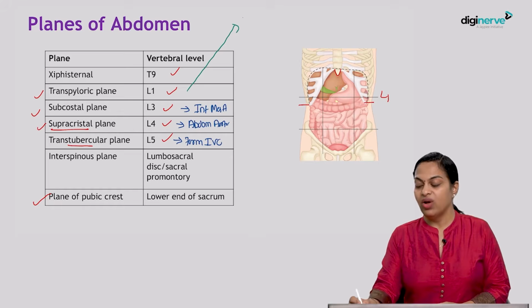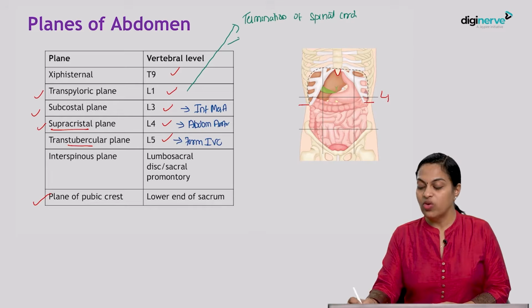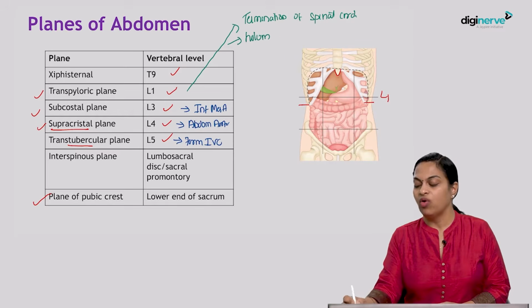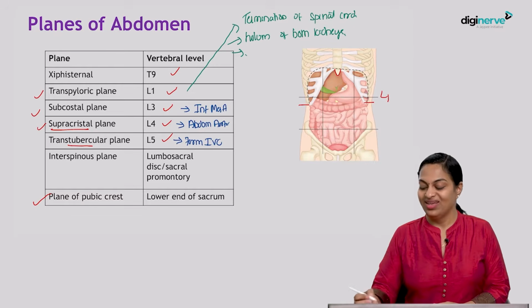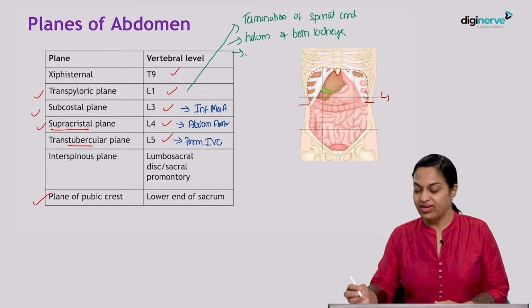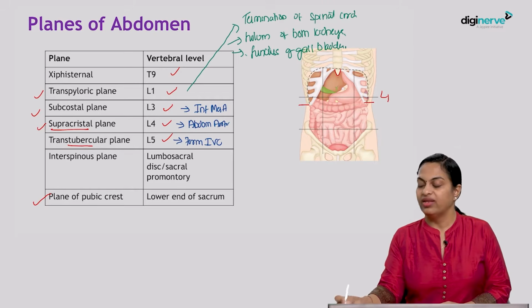Yes, L1 corresponds to the termination of the spinal cord. It also corresponds to the hilum of both kidneys. And again, the fundus of the gallbladder lies opposite L1.